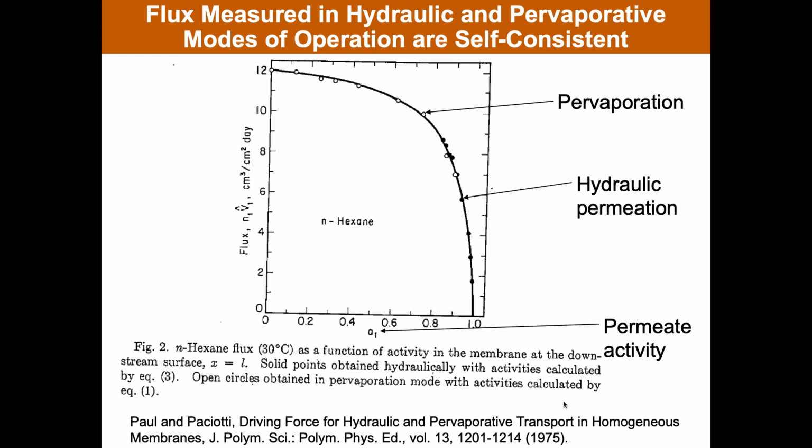Flux drops off, and it overlaps with the hydraulic pressure results. In the hydraulic pressure case, we're raising the feed pressure to reduce the downstream activity to drive flow. In the pervaporation case, we always have vapor downstream, and we reduce the flux by allowing the perm pressure to go up. You have a universal curve for flux versus that downstream activity, independent of which mode the membrane is operating in. The liquid's on both sides, liquid on one side and gas on the other. That's beautiful.